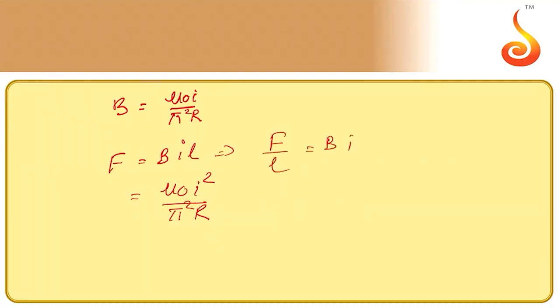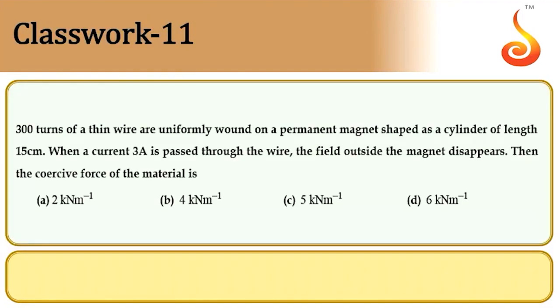So we can substitute for these details here. All the details are known to us. Number of turns is known to us, current is known to us, etc. And this turns out to be 2 into 10 to the power of 3 Newton per meter, force per unit length. So 2 into 10 to the power of 3, that is 2 kilonewton per meter.